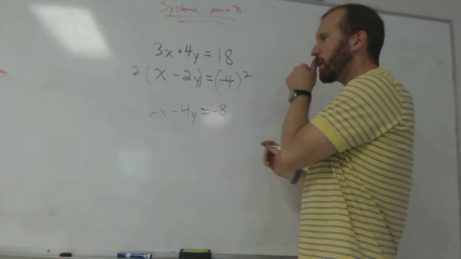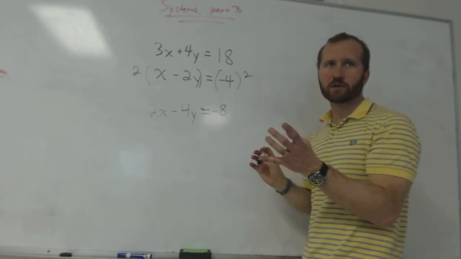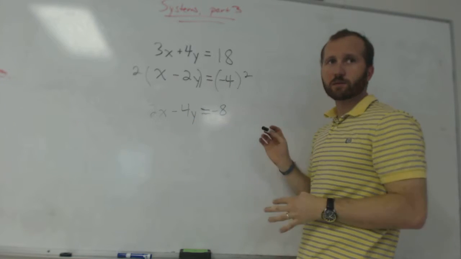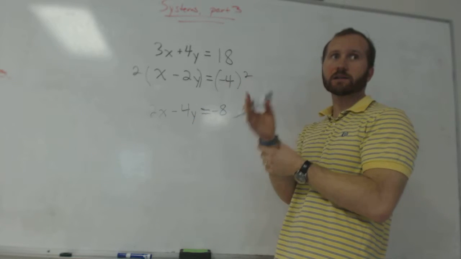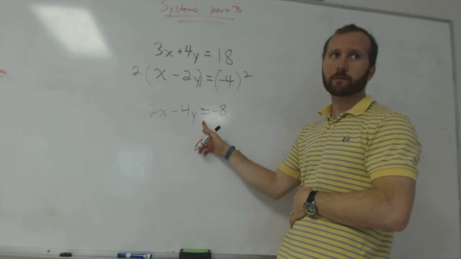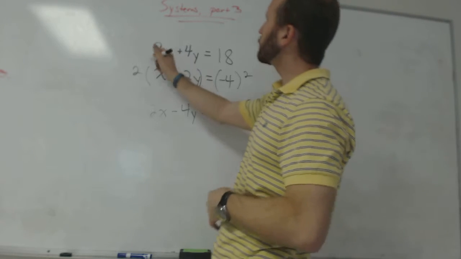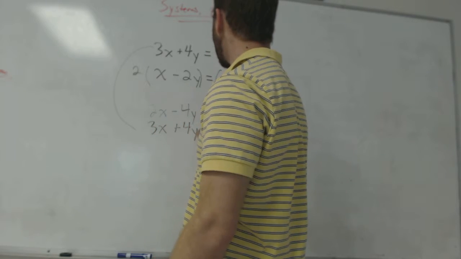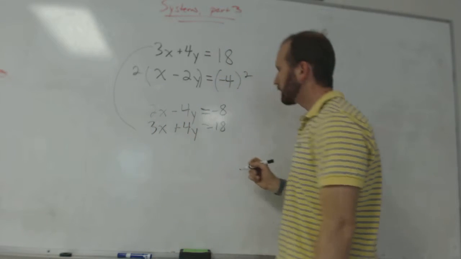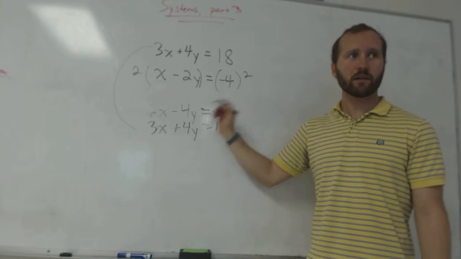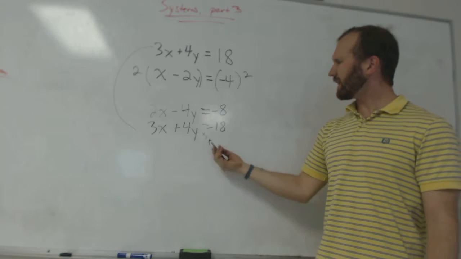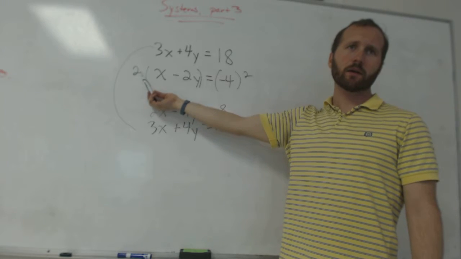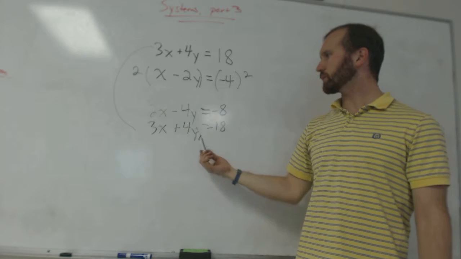Okay. So remember, I haven't actually changed the equation. If I were to graph this line here and graph this line here, they would actually be the same line. I just made it look a little different. And now I can rewrite my top equation: 3x plus 4y equals 18. Now I can add these together and the y's will drop out. What did I have to do? Oh, I had to multiply this equation times 2 in order to get it set up to do this.